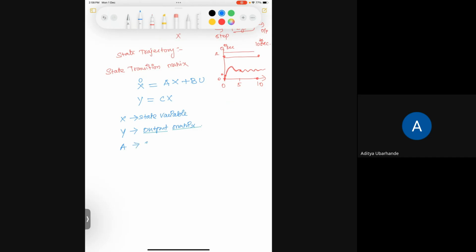A is the state transition matrix, B is the input matrix, and C is actually the output matrix. So y represents the output. So in general, what is the output? C represents the matrix corresponding to the output variable explicitly.